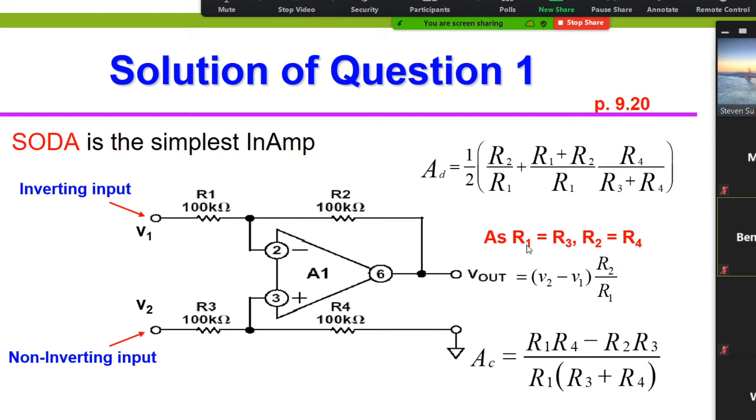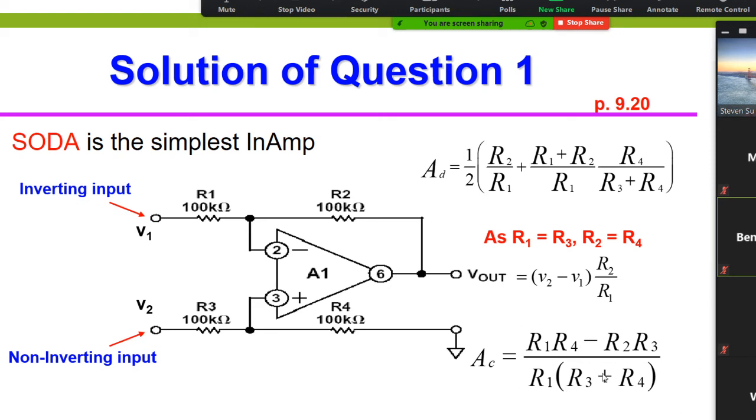This is under R1 equal R3, R2 equal R4, right? This you can get the V out like that. So maybe you can select R1 equal to R3, and R2 equal R4. You can simplify this, you can get something like that. So this is without the condition, R1 is not equal to R3. So in that case, you can get AD like this, AC, you can get like this.